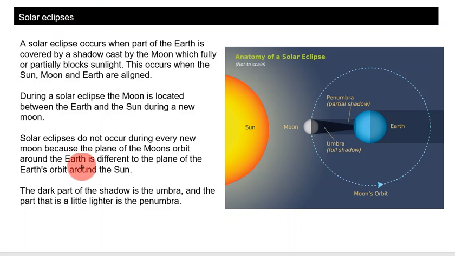The next thing that can happen in relation to these celestial bodies are what are known as solar eclipses. If something's been eclipsed, it's been blocked out. A solar eclipse occurs when part of the Earth is covered by a shadow cast by the Moon, which fully or partially blocks sunlight. This occurs when the Sun, Moon, and Earth are aligned. Like so.